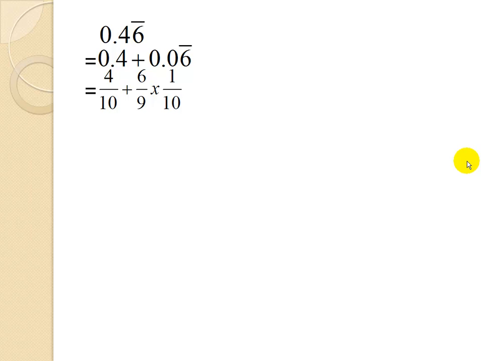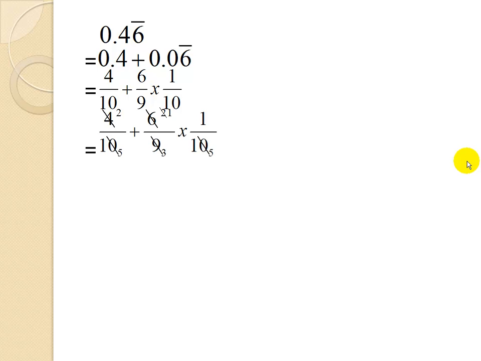And now here comes a little tip, a little trick with the recurring part. 0.06, the recurring part, will be 6/9 times 1/10. Now, why times 1/10? Well, because remember, the decimal has moved, right? If it's a normal 0.6 where the 6 is recurring, that would simply be 6/9, which would reduce to 2/3, right? But because it's 0.06, we notice that the decimal point has moved one time to the left, which is the same as dividing by 10, which is also the same as multiplying by 1/10.